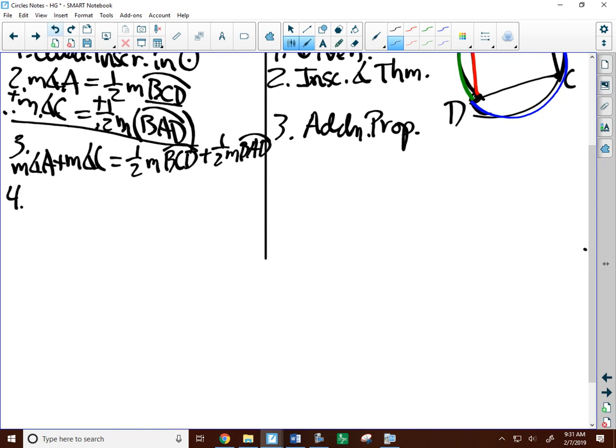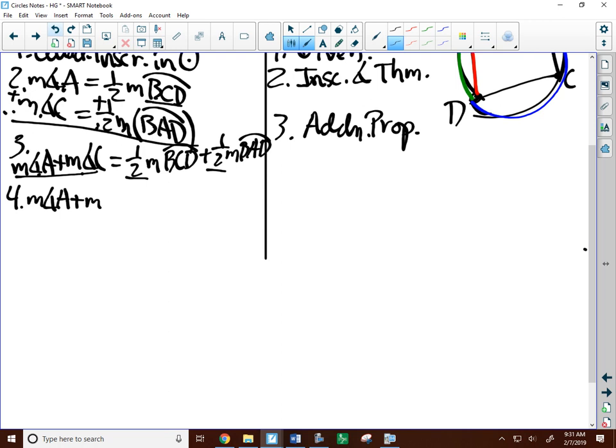Okay, so I'm just adding the left side, adding the right side. I got one equation now. Now this is starting to look pretty good, right? Because I want measure A plus C equals 180. So I like it. Next thing is on the right side. Don't they both have something in common? The 1/2. Okay. So I'm going to factor that out.